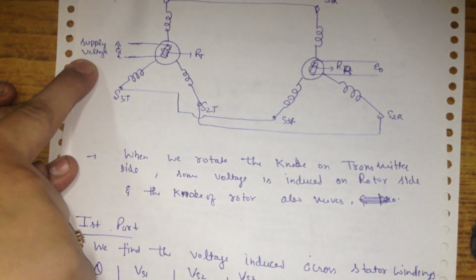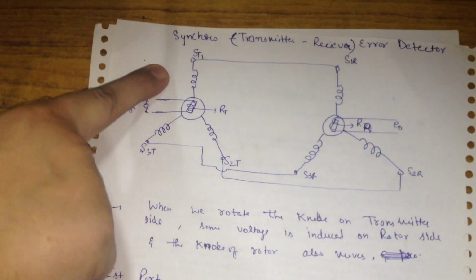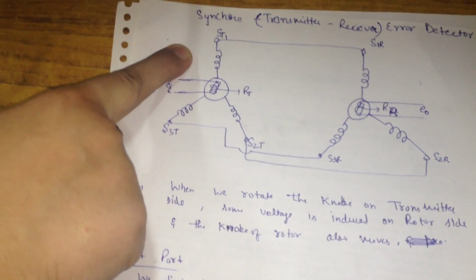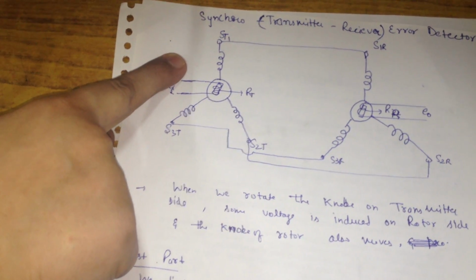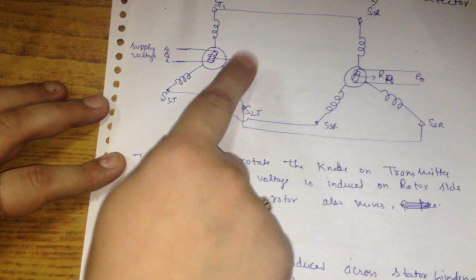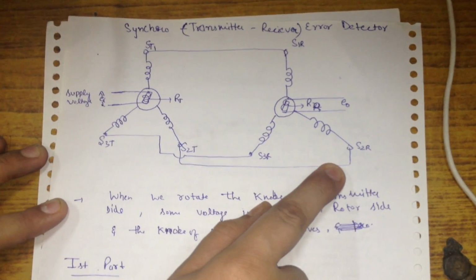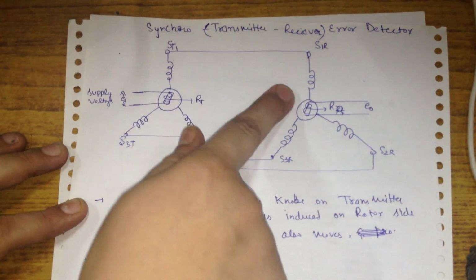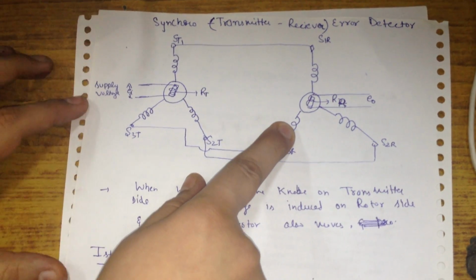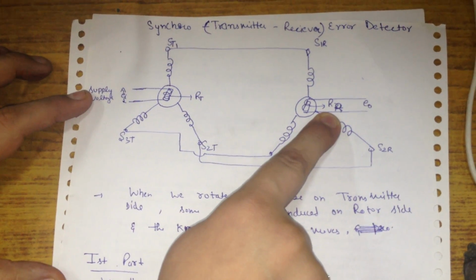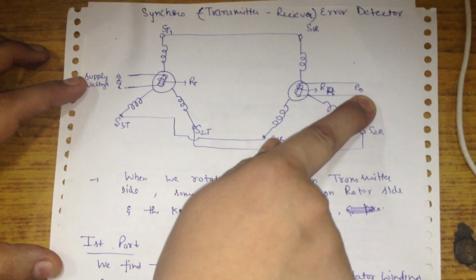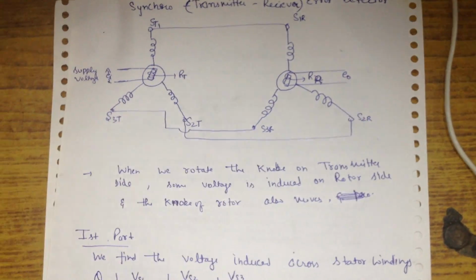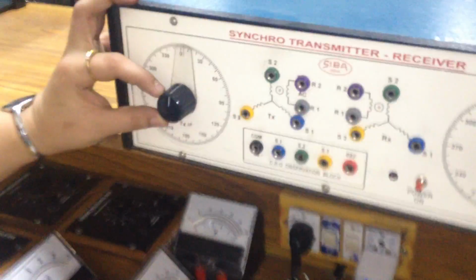We give the supply voltage to the rotor and the voltage gets induced on the stator windings, which are at an angle of 120 degrees with each other. So when these are connected with each other, the voltage is induced on the rotor winding of the receiver side, and we get the output as a voltage. So see, this is the kit of the transmitter and receiver.